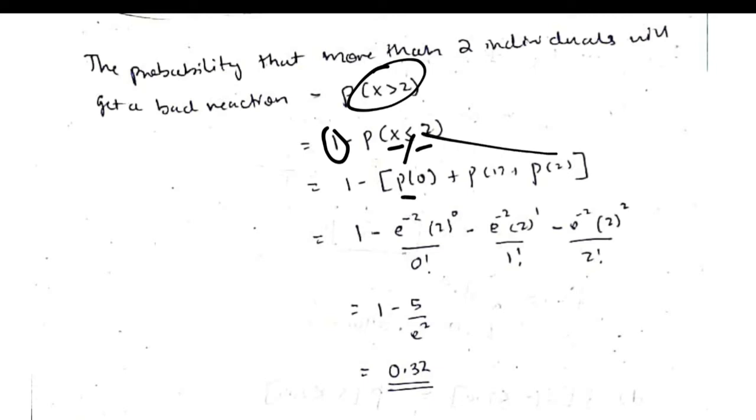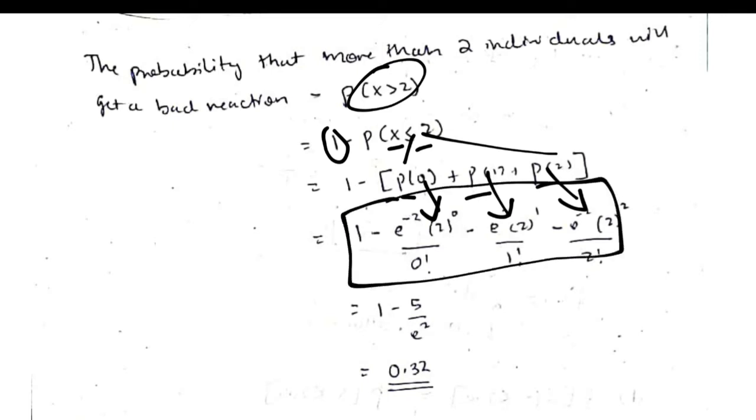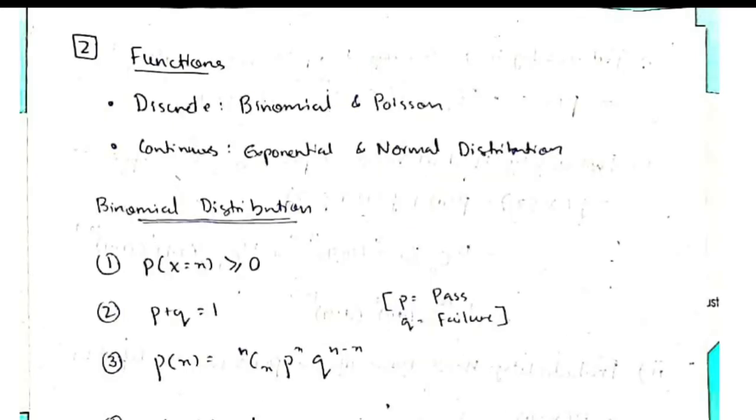That means p of 0 plus p of 1 plus p of 2, and substituting the value of x as 0 here, 1 here and 2 here, which we have already found out, and calculating the answer, we'll get the final answer here. Okay, we have done the first part, which is binomial and Poisson. Let's move on to the second one, continuous.